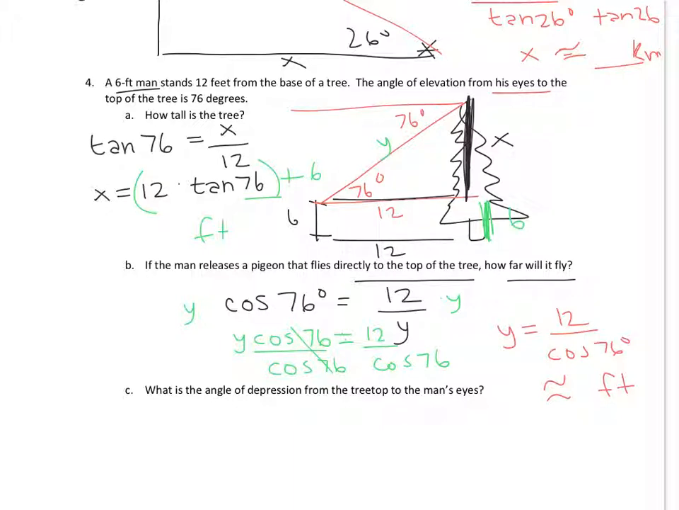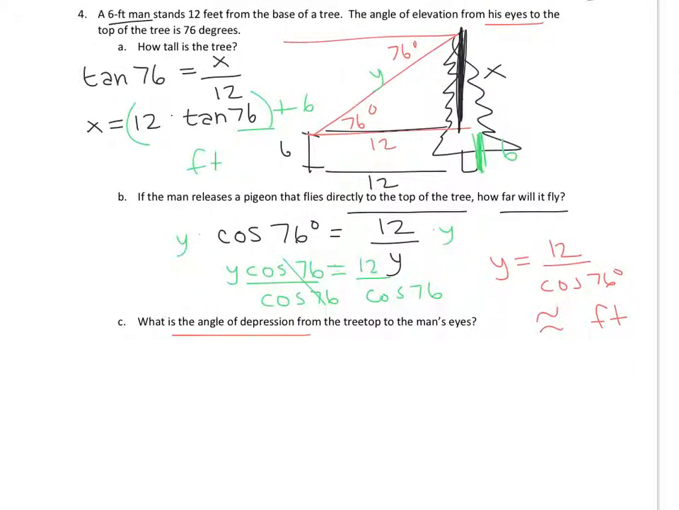And then the last question, what is the angle of depression from the tree to the man's eyes? It's going to be 76 degrees because the angle of elevation and angle of depression are congruent because of alternate interior angles.